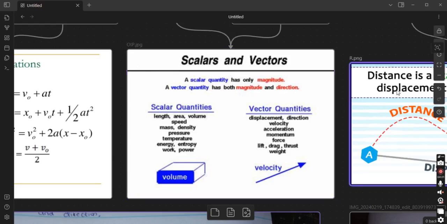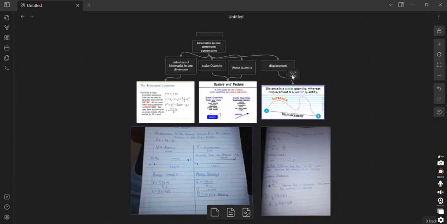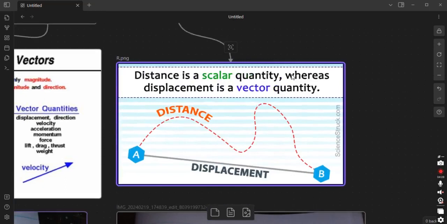Finally, on the displacement. As I explained, the displacement is the shortest distance from the initial position to the final position. So from point A to point B, this is our displacement because it is the shortest distance from the initial position to the final position. And we have the distance, which is the total distance traveled by a particular object.